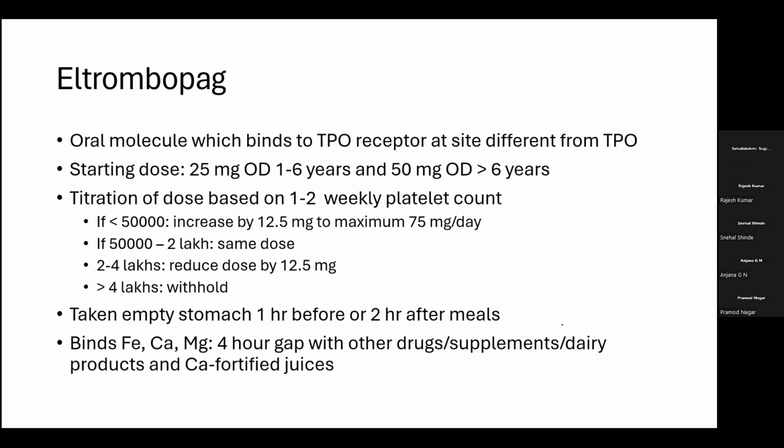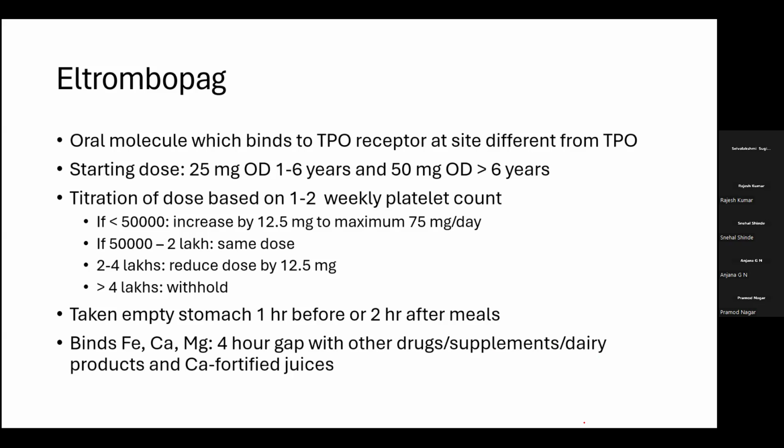Now, eltrombopag is an oral medicine which binds to the thrombopoietin receptor and improves thrombopoietin function. We give 25 mg once a day for 1 to 6 years of age and 50 mg once a day for more than 6 years of age. And we have to do 1 to 2 weekly platelet counts and titrate. So if the count is less than 20,000, you can keep increasing every week by 12.5 mg till you achieve a maximum of 75 mg per day. And then based on the counts, you can titrate the dose like I've shown here.